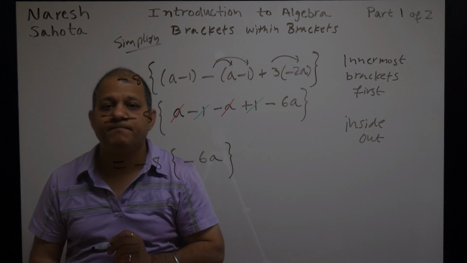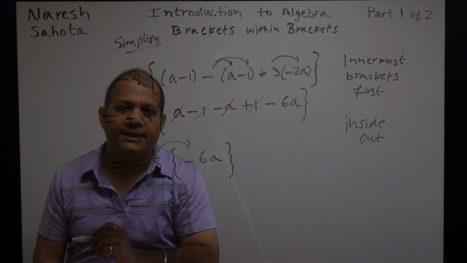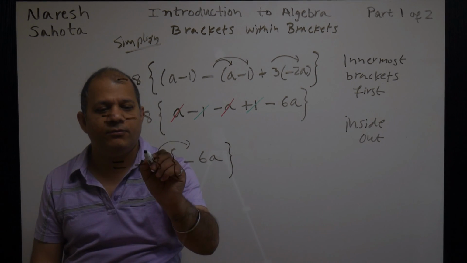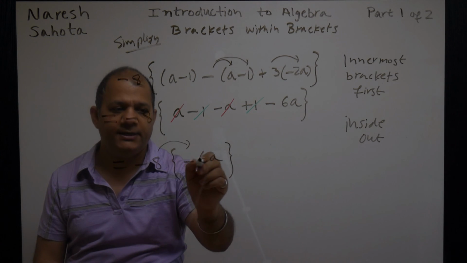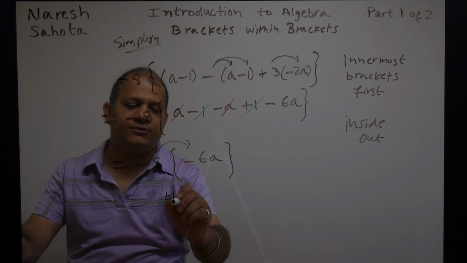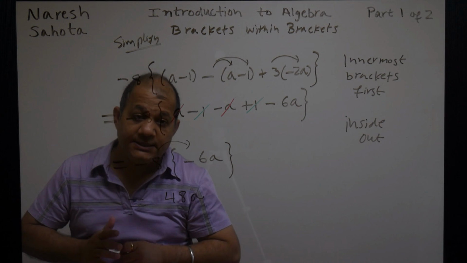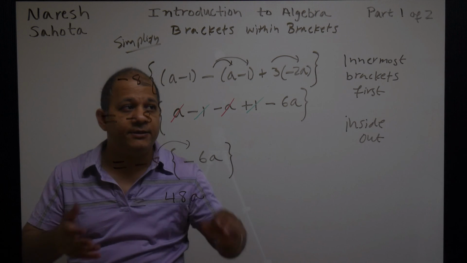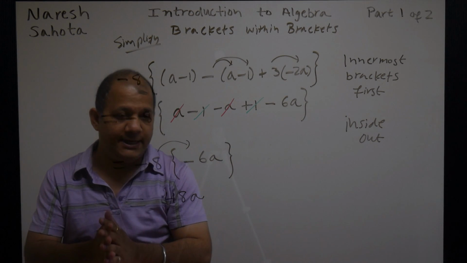Close the bracket. And now I'm ready to multiply negative 8. So negative times negative is positive. 8 times 6 is 48. So times a. So the answer is 48a. So now you can see that we started with a lengthy question and it reduces down to one term, 48a.